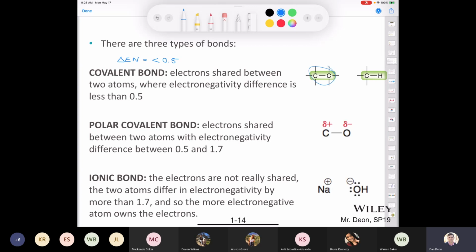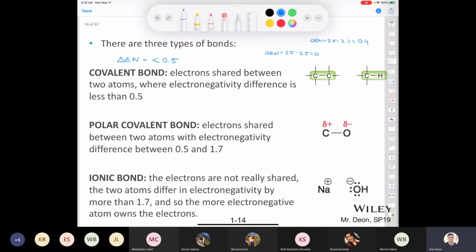So if you think about 2 carbon atoms, well, the delta EN here would be 2.5 minus 2.5, which equals 0. So obviously there's no difference in electronegativity here. Between carbon and hydrogen, my delta EN would be 2.5 minus 2.1. You can either put the largest value first, or you can take an absolute value. If you did 2.1 minus 2.5, you would get 0.4. But 0.4 is a small difference in electronegativity.